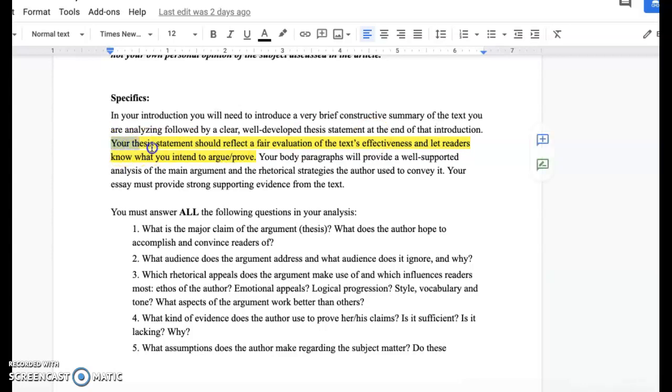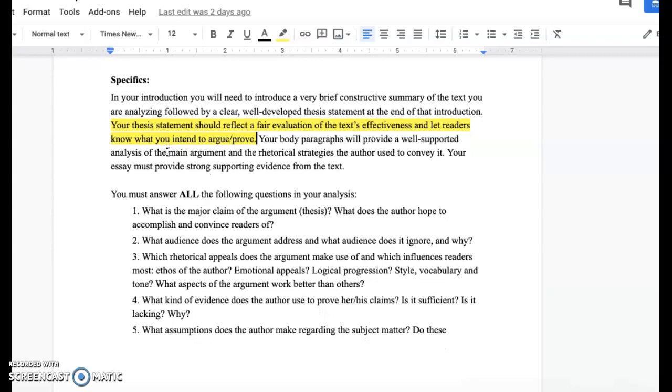Okay, so your thesis, right? I'm highlighting it here like I did in prompt 1. So this is what your thesis needs to be. Your thesis should reflect a fair evaluation of the text's effectiveness and let readers know what you intend to argue or prove. So in Un-American Uncool, Doss's argument is effective because, right? Doss's argument was ineffective because. Doss's argument was convincing to readers because, something like that. And you can alter it, you can do something different, but it should be generally along the lines of that, as the last sentence in your intro, right?